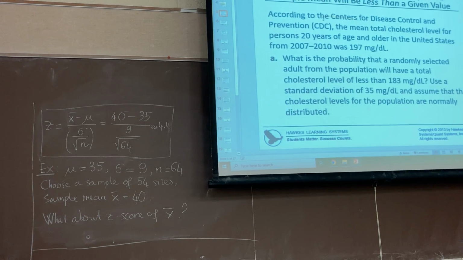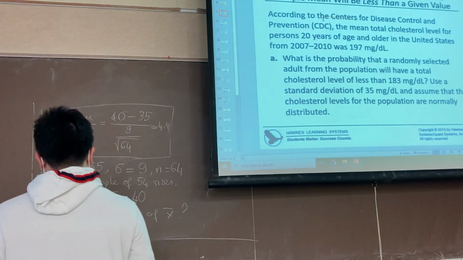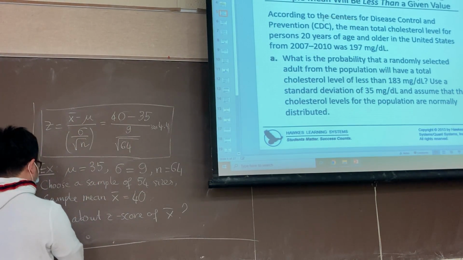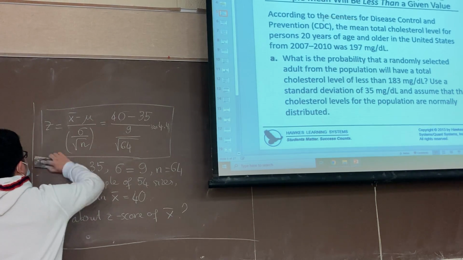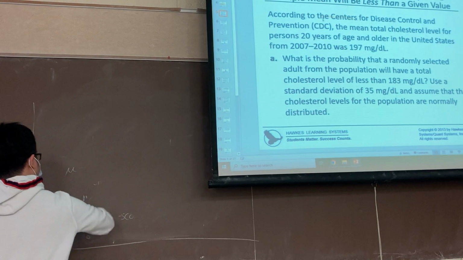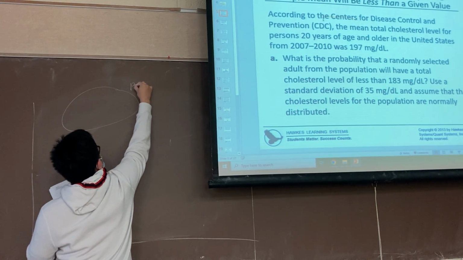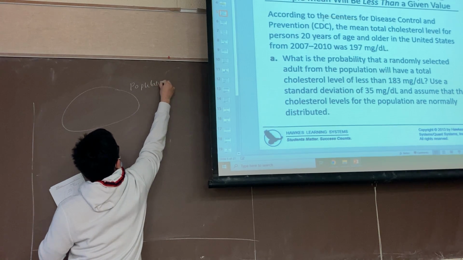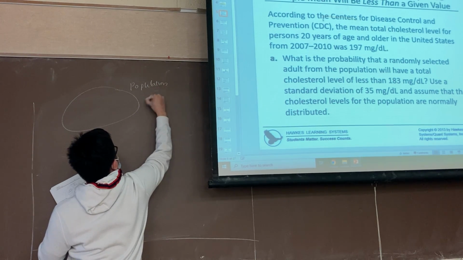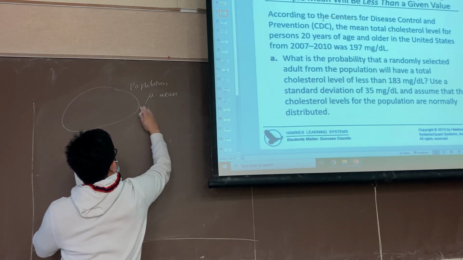So now we will move on to the example. Before moving on to the example, I will show you how to calculate the probability step by step. For example, I have the population level. X bar is the mean of this, mu is the mean of this, and the deviation is sigma.